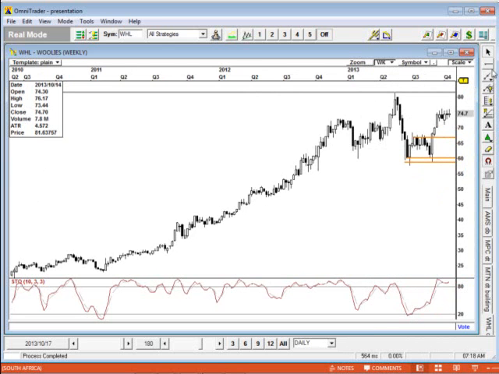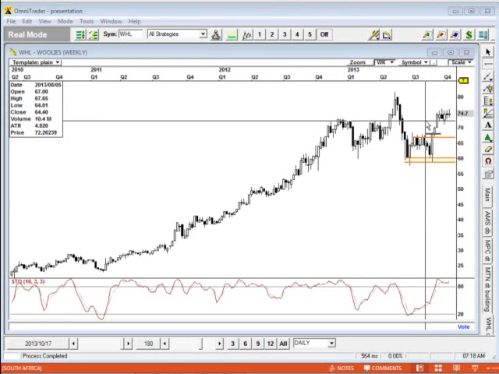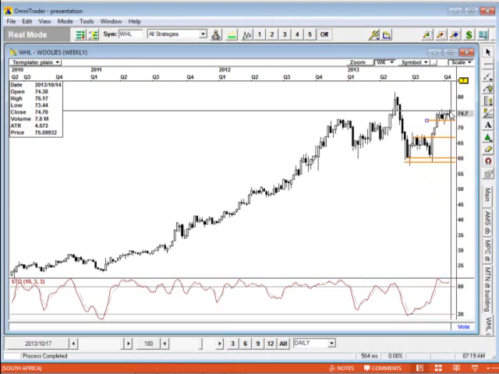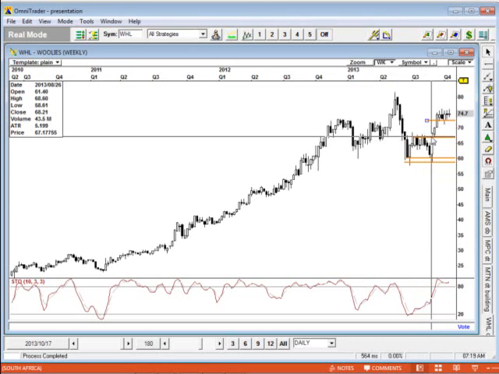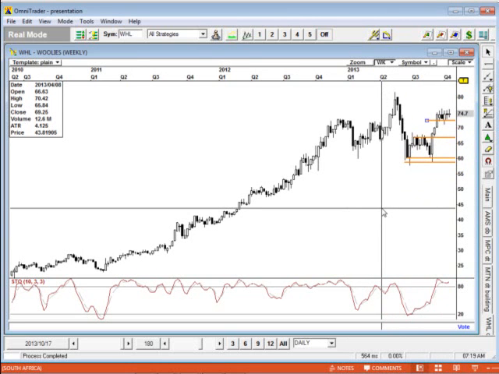I would simply trail my stop loss. This is a clear support level. Trail my stop loss to there. Should Woolies break below that 72 Rand 40, I would consider exiting that late long entry.